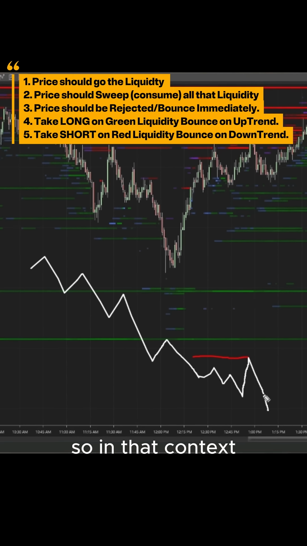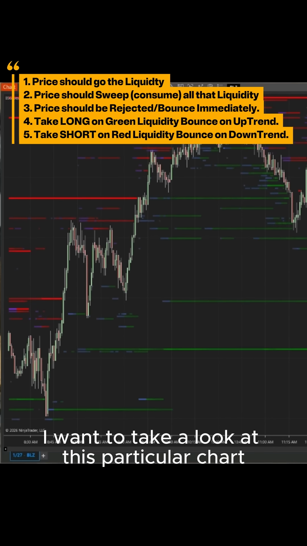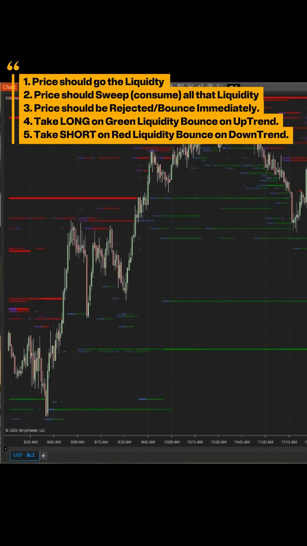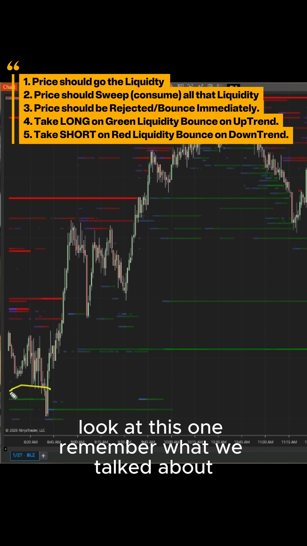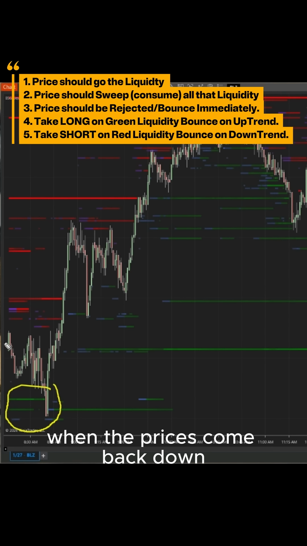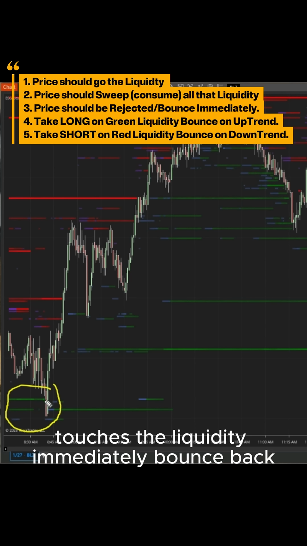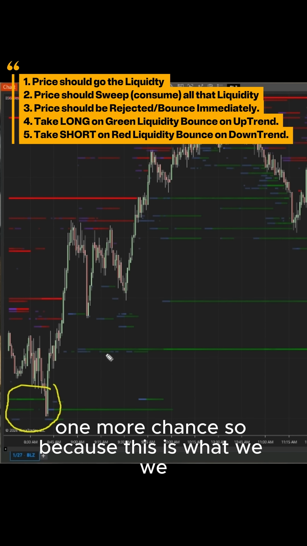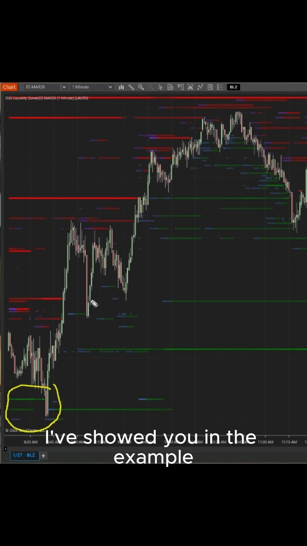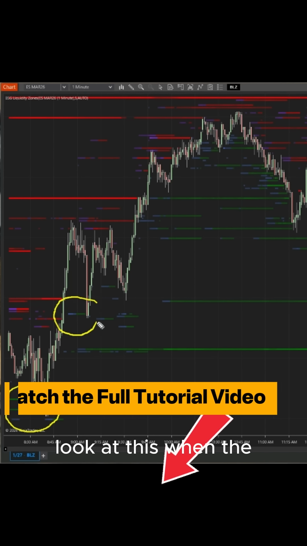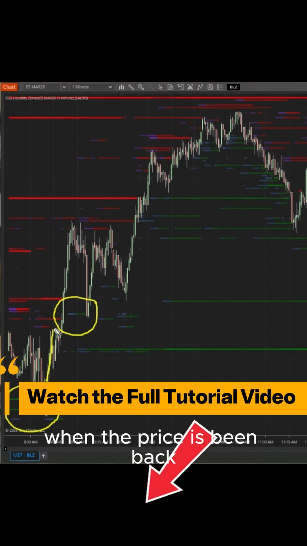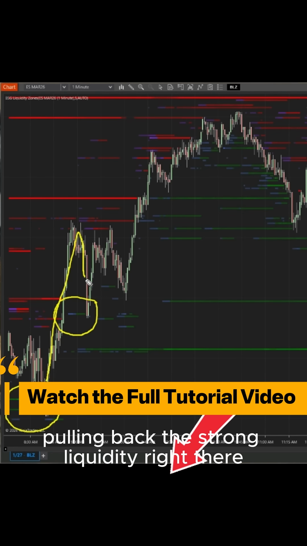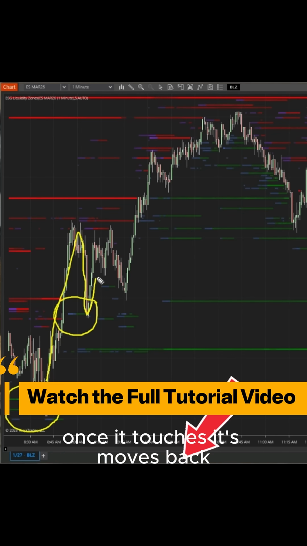So in that context, I want to take a look at this particular chart right here. Look at this one. Remember what we talked about? When the price has come back down, touches the liquidity, immediately it bounces back, and then what happens? Price goes back again. One more chance. This is what I showed you in the example. Look at this one. When the price went back, pulling back, the strong liquidity is right there. Once it touches, it moves back.